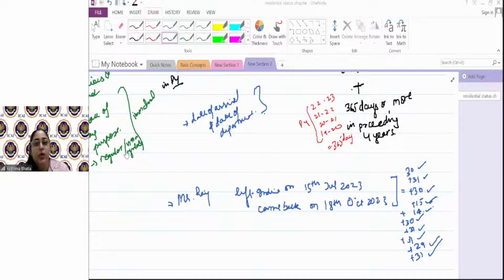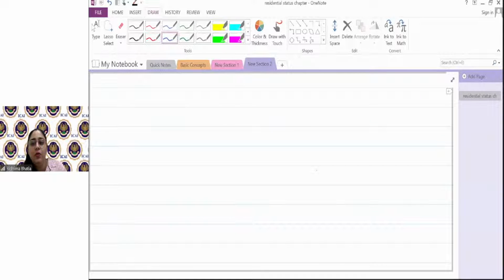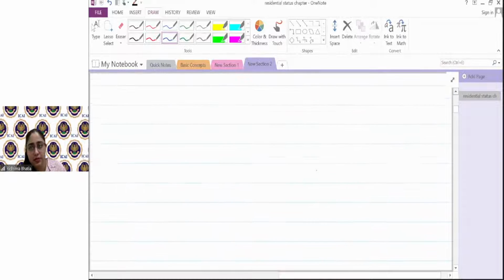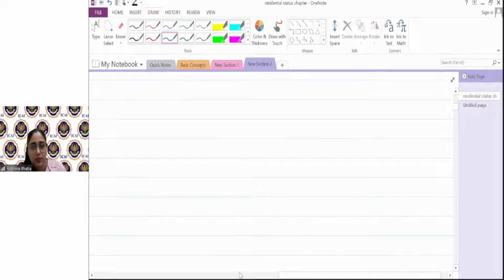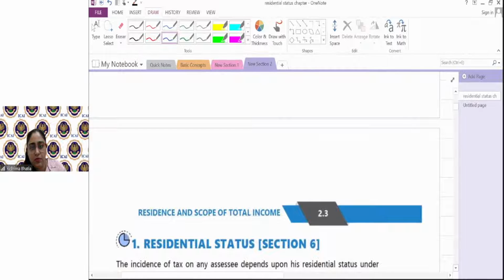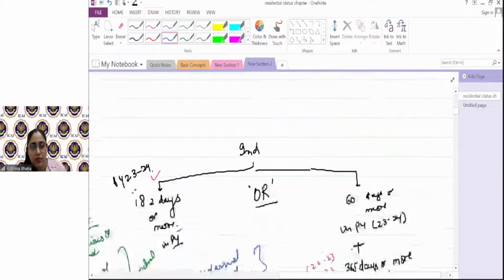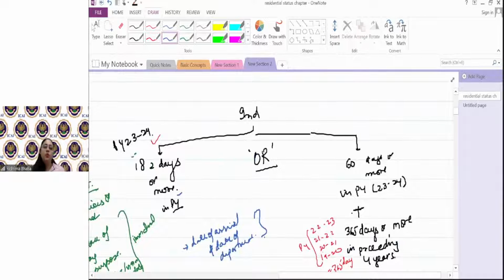Chalo. Great. Very good. So now back to the concept of understanding where we were, the residential status. One, 182 days or more in previous year, the person is resident. But if he's not in India for 182 days, but if he's in India for at least 60 days in the previous year, and 365 days or more in the preceding 4 years.